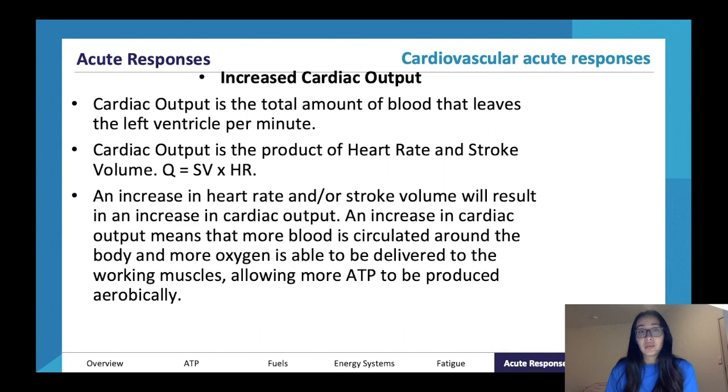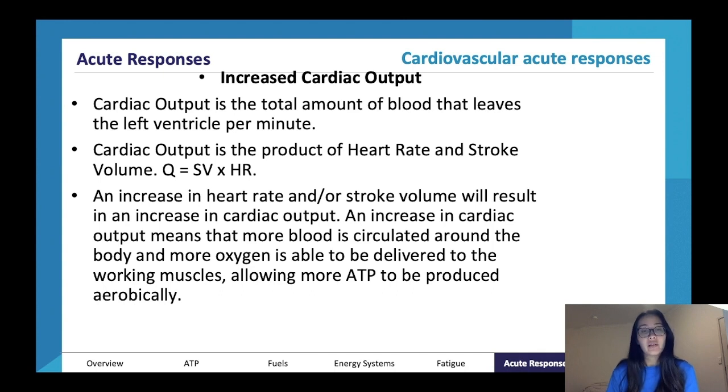Another formula we do need to memorize here is cardiac output. Cardiac output is written as Q, and its formula is Q equals SV times HR. It's a product of heart rate and stroke volume multiplied by one another. Cardiac output is the total amount of blood that leaves the left ventricle per minute. So it combines those two previous formulas: heart rate, which is beats per minute, and stroke volume, which is the amount of blood which leaves the left ventricle.